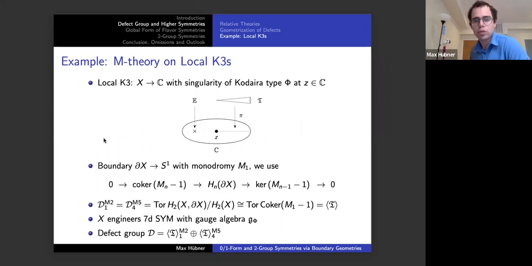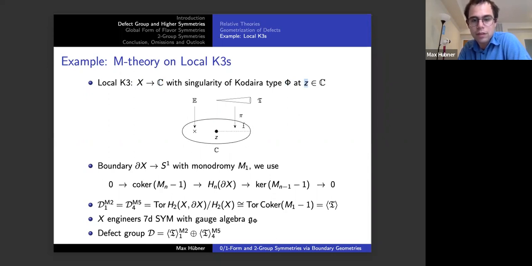And the example I want to consider is M theory placed on a local K3 surface. This is going to engineer some 7-dimensional theory. And so let's characterize that. So the starting point is going to be this elliptically fibered K3 surface. It's elliptically fibered over the complex plane. And we're going to admit a single singularity of Kodaira type phi, which sits at the marked point Z.